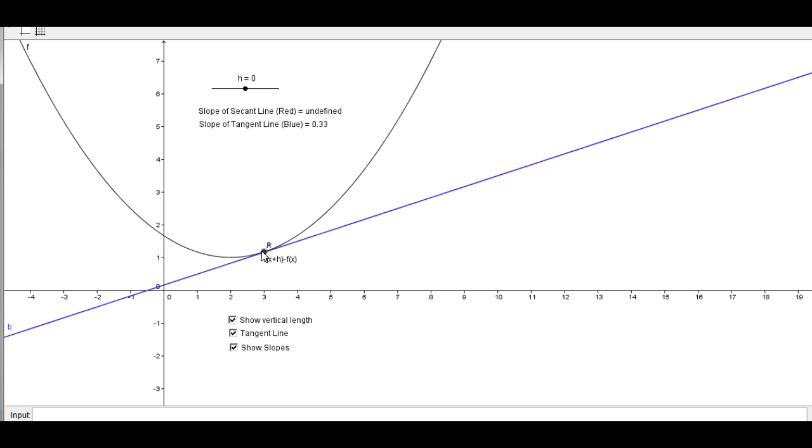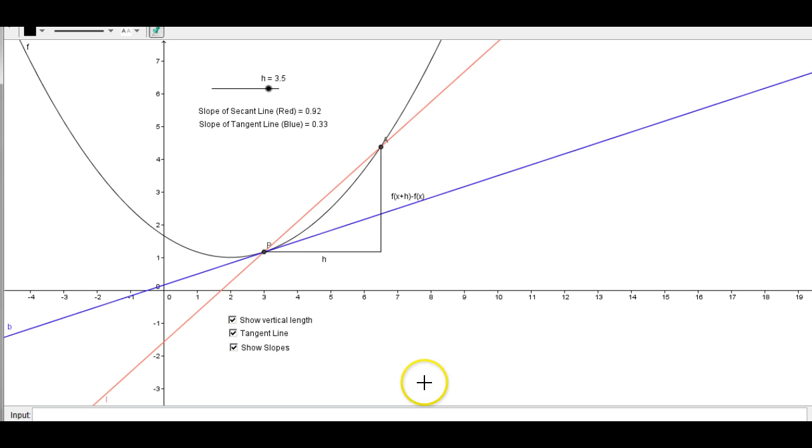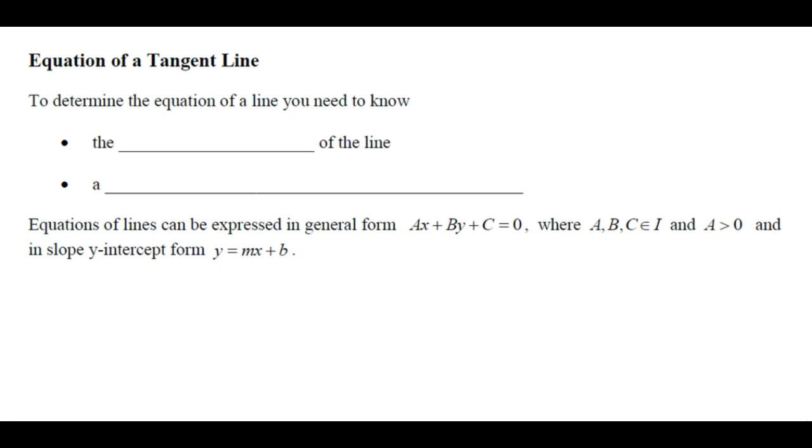Now notice the slope of the secant line is undefined. Why? Because it's over 0. We made h 0. As I move this slider, you can see the slope of the tangent line is 0.33, and as h approaches 0, the slope of the secant line is approaching the slope of the tangent from either side. So that's a nice little GeoGebra demonstration.